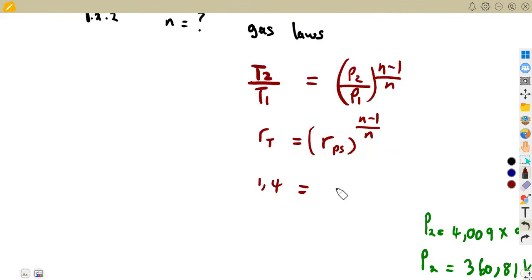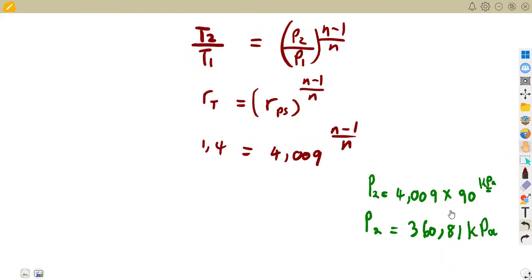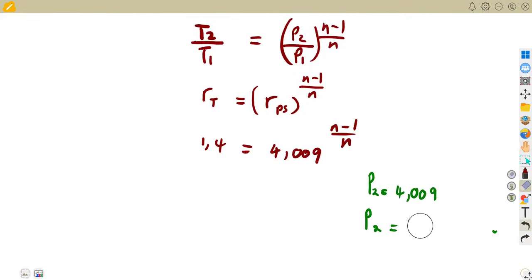So this is 4,009 to the exponent of what? n minus 1 over n. Guys, this is N6. This is no longer N5 where we play around with those basic logarithms. Now we are applying our logarithms, but the advantage is that the power machines is done at this stage. This is you and your mathematical calculations.